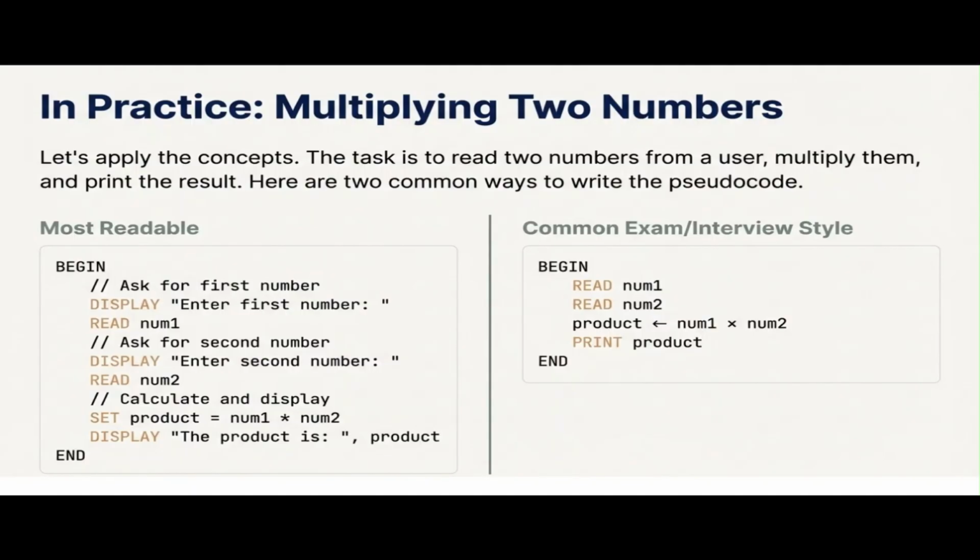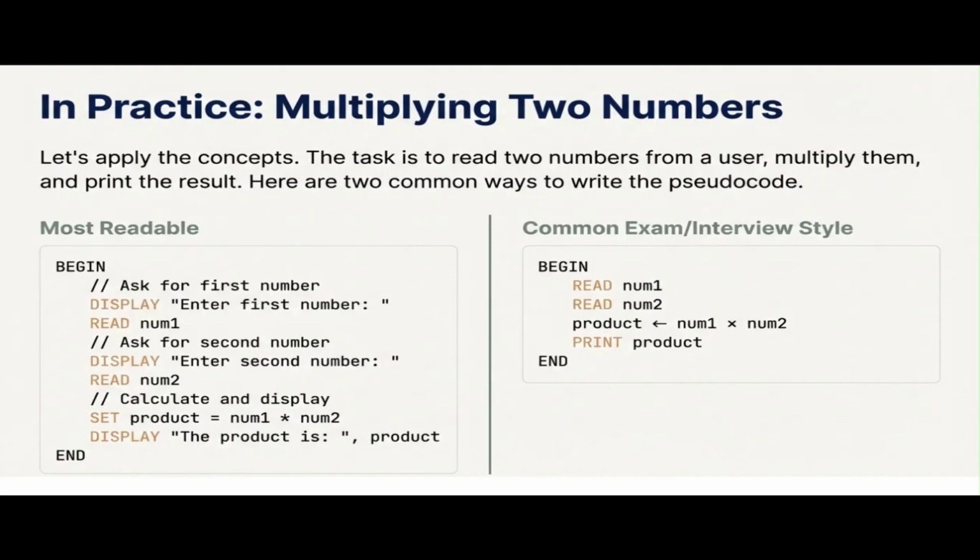Starting with the readable one, we begin with begin. Display a prompt like enter first number, then read num1. Same for the second: display prompt, read num2. Then set product equals num1 asterisk num2, that's assignment. Finally, display the product is product, and it's detailed so you see every step.